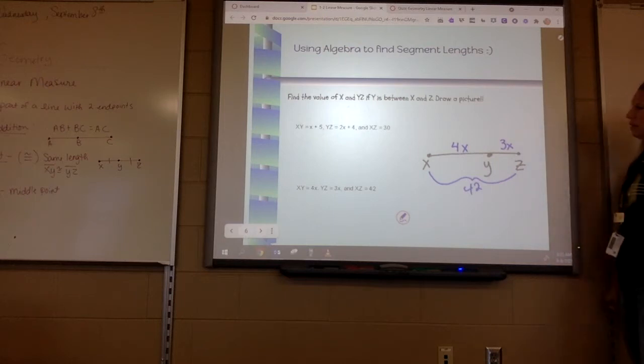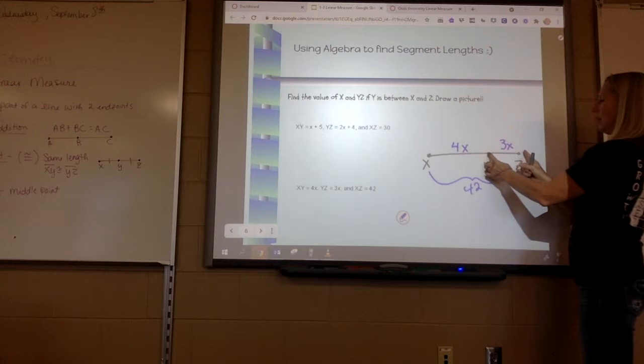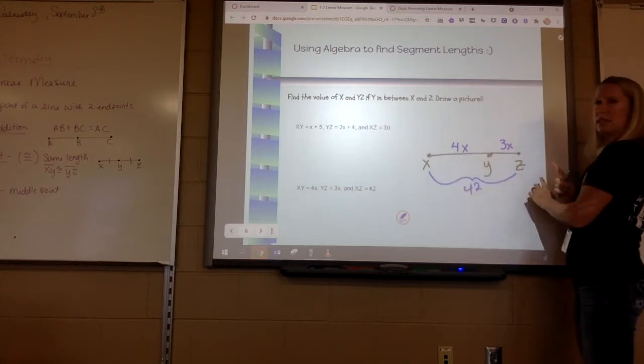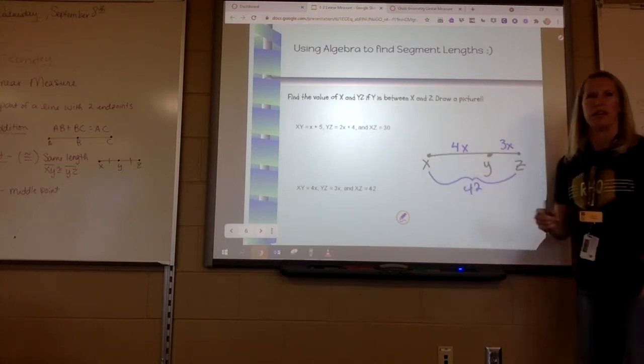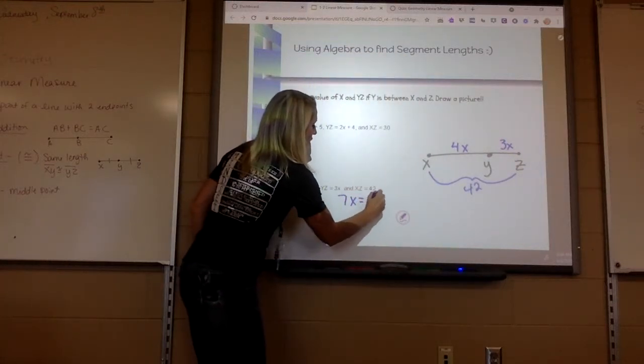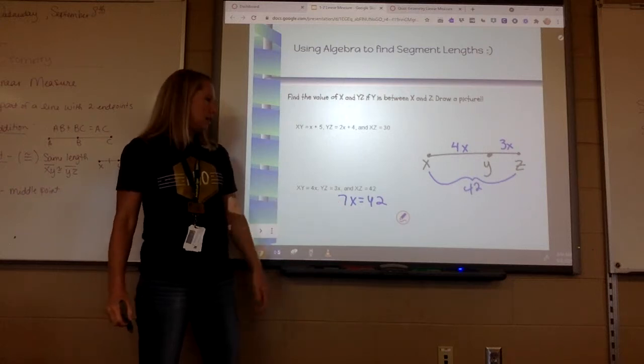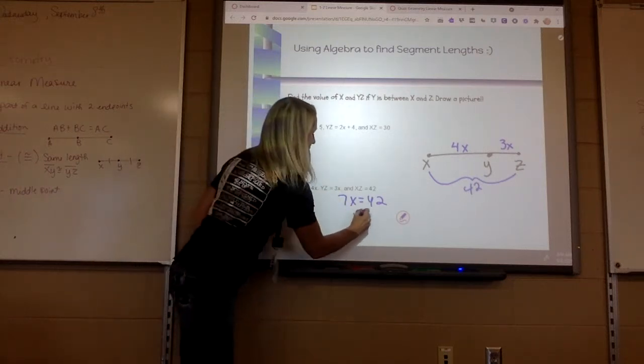Isn't this like the same? Yeah, so I would do this plus this equals this. What is 4X plus 3X? 7x. So 7x equals 42. Do you see how I just skipped a step? So x would be 6.